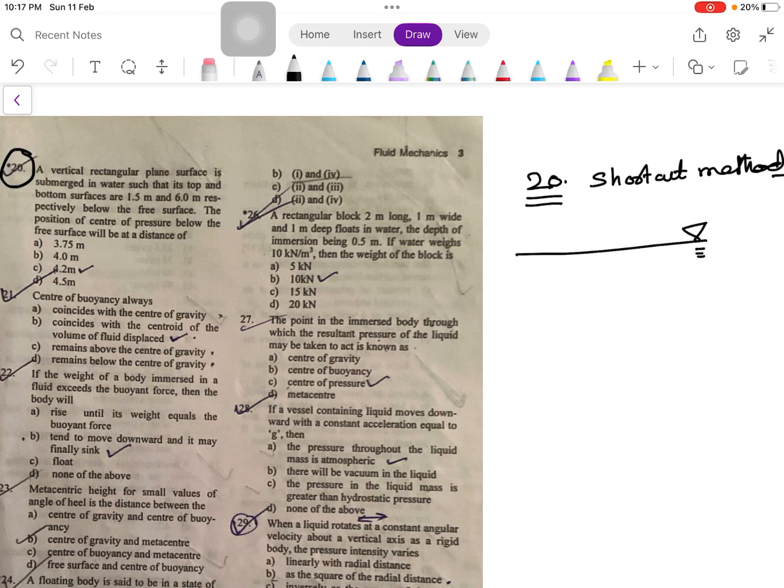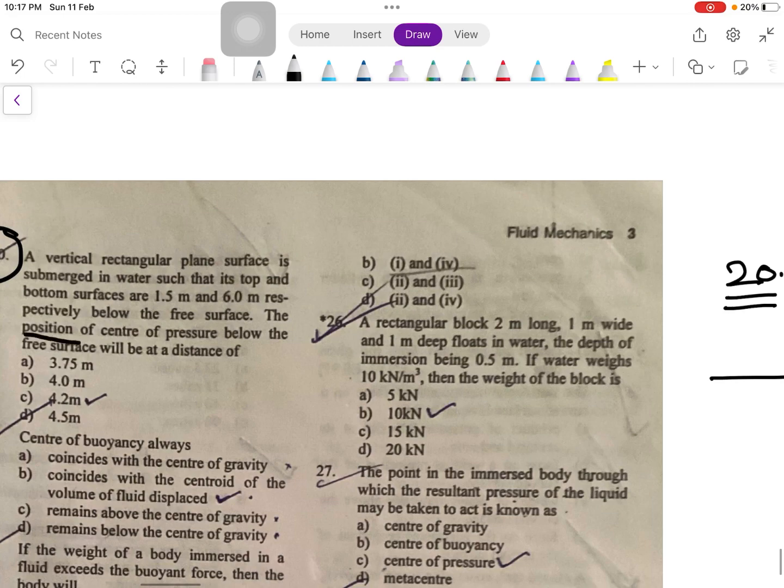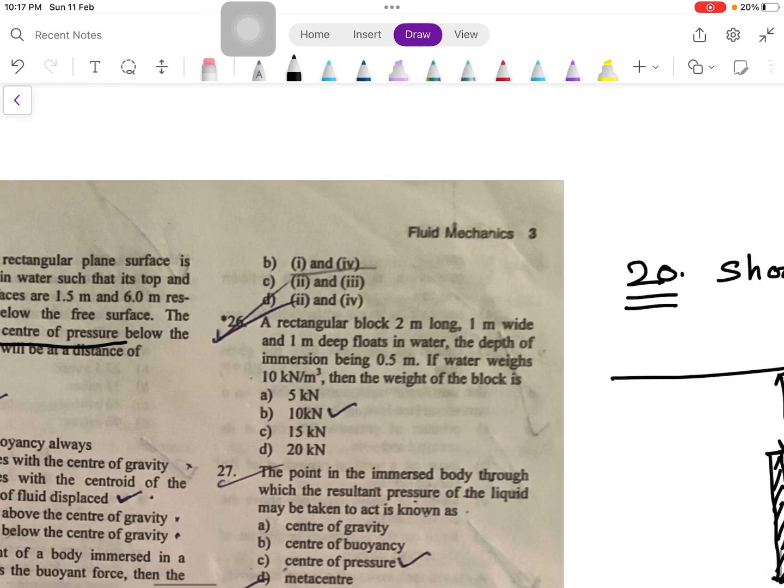So we have the free surface and we have a rectangular plate immersed in such a way that its top is 1.5 meters below the free surface and its bottom is 6 meters. That means the height of the plate is 4.5 meters. All right, so we have to find the position of center of pressure below the free surface.